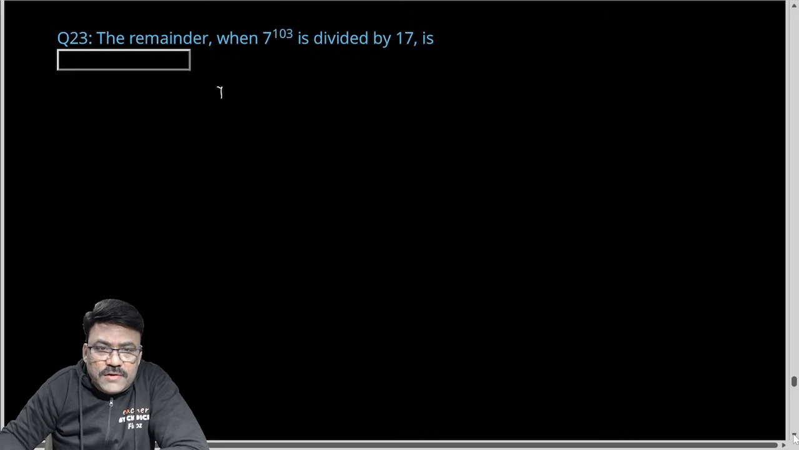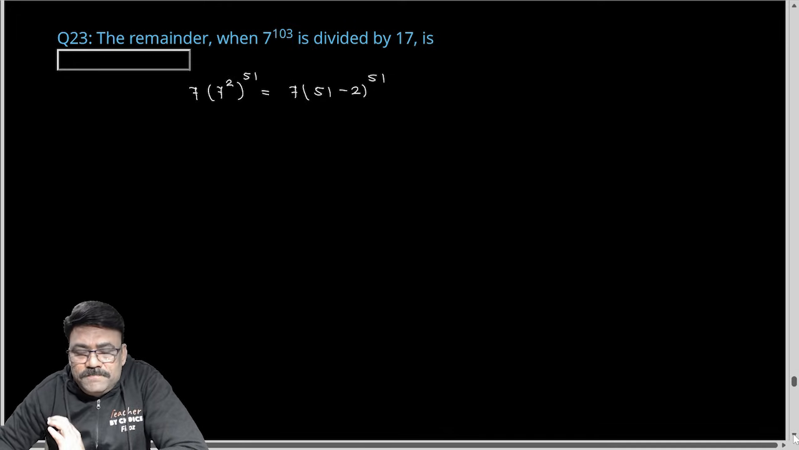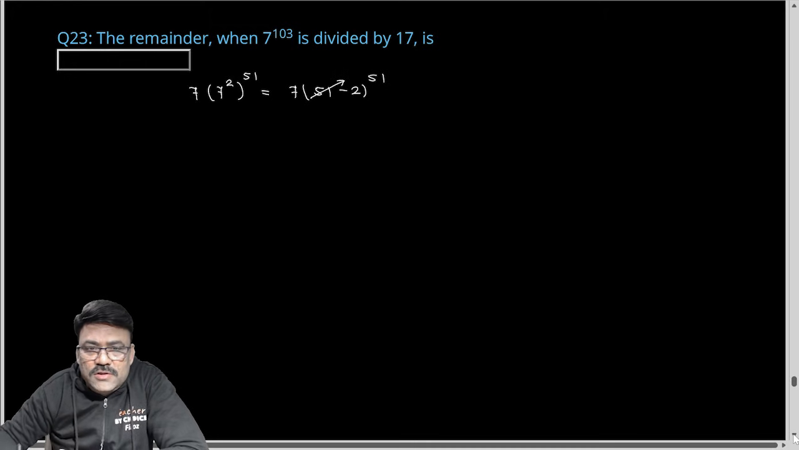So I can write it as 7 into (7 squared) raised to 51. So it is 7 raised to 102 times 7. Now 49 is (51 minus 2) raised to 51. Since you are dividing by 17, 51 is already divisible by 17. So this can be erased. Now you are left with 7 into (minus 2) raised to 51.